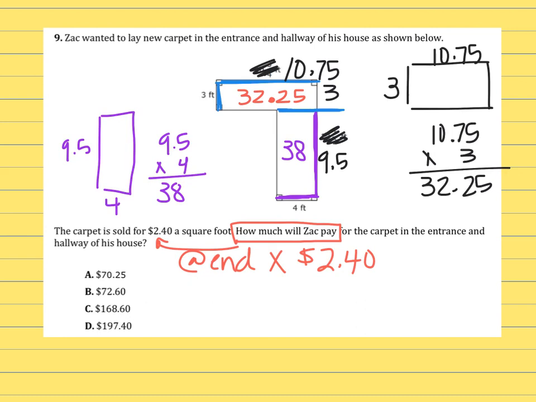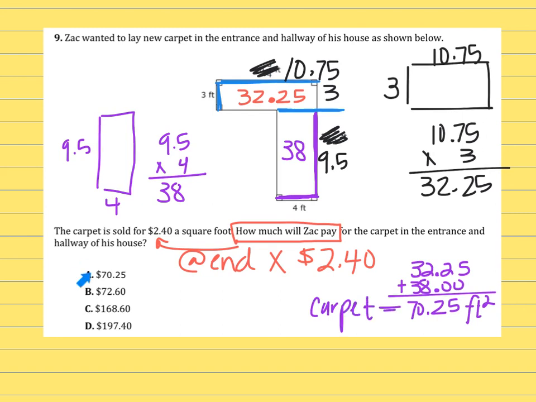Now he's going to do both pieces. So I have 32.25 plus 38. 38's a whole number, so you need to give it a decimal. Line those up. When you add that together, it equals 70.25 square feet of carpet. This is how much carpet he's getting.